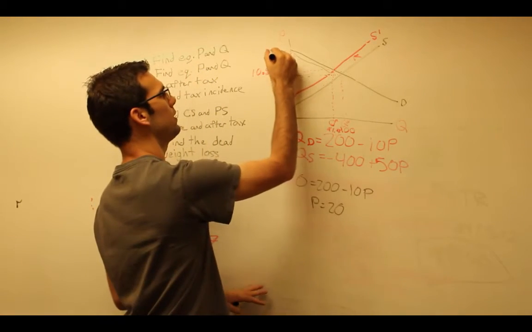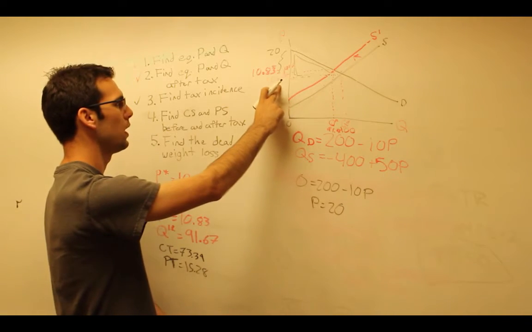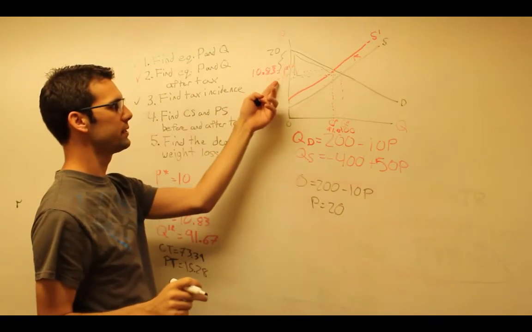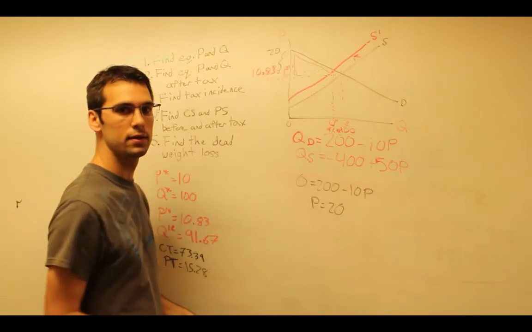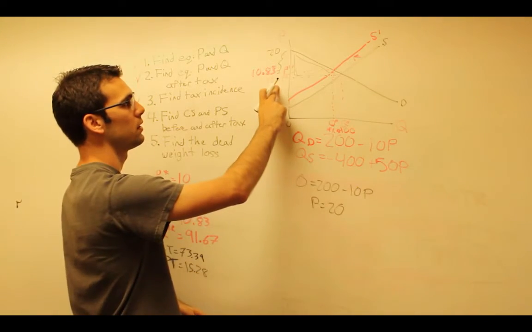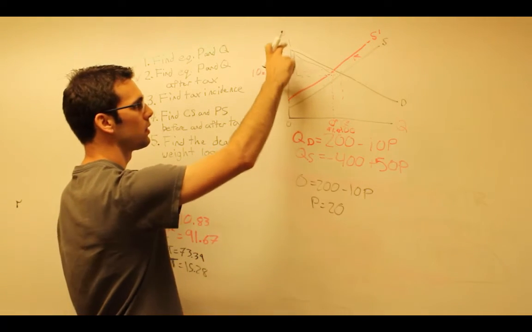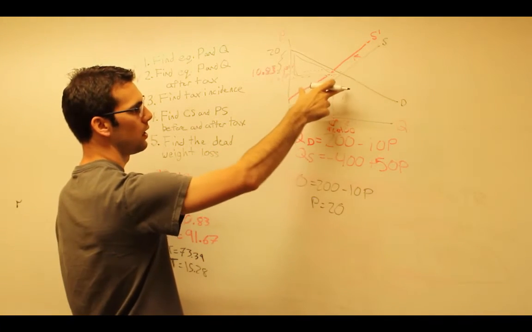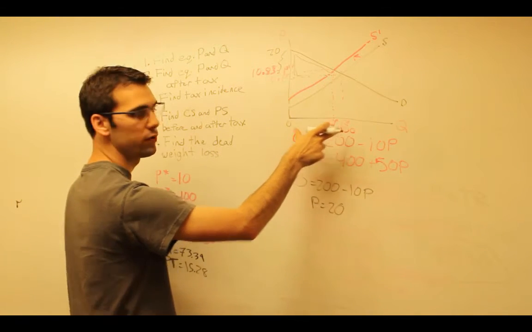So this is 20, and the price here is 10. So this height is 10. The equilibrium price is 10. The greatest willingness to pay is 20. So the height is 10, and the base is 100.